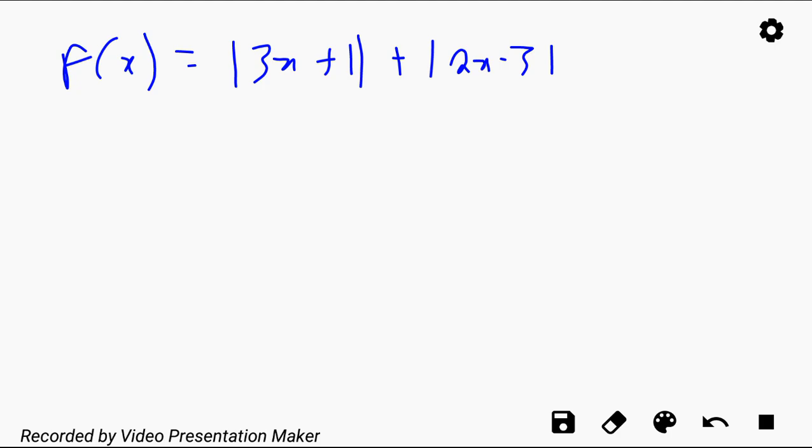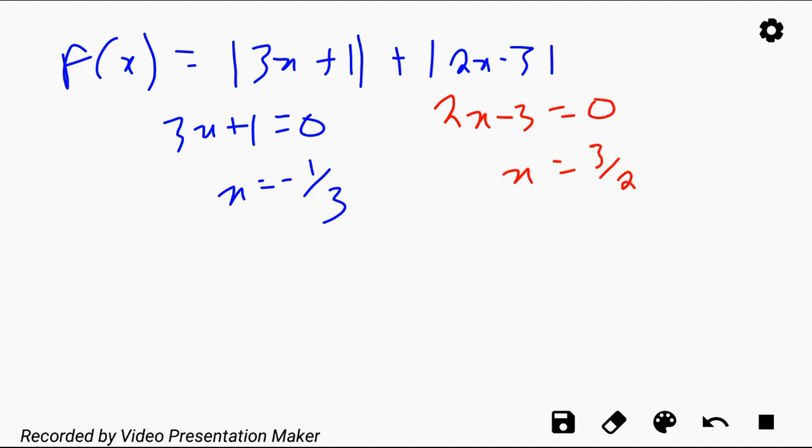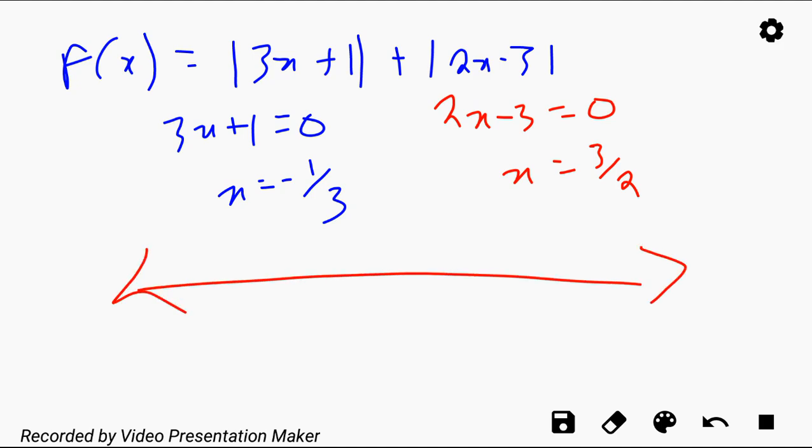Our breakpoints are going to be 3x plus 1 equal to 0, so x will be equal to negative 1 over 3. Your other breakpoint is 2x minus 3 equal to 0, so x will be equal to 3 over 2. Reflecting this on your number line, you'd have negative 1 over 3 here, and 3 over 2 here. You're going to have 3 regions this time, region A, region B, and region C. So how would you define region A?